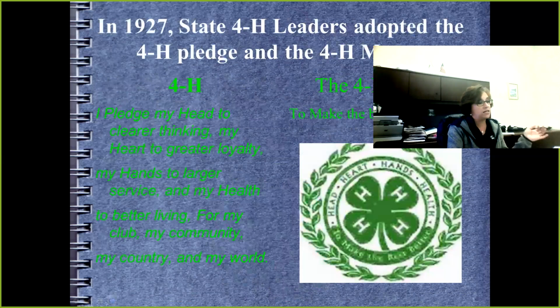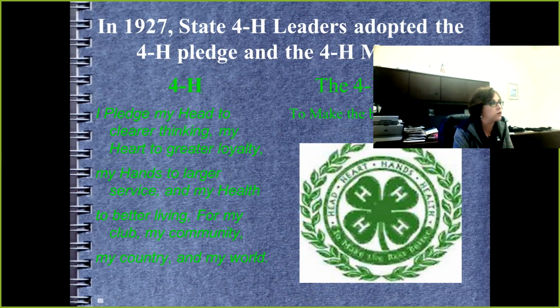It was also in 1927 when the state 4-H leaders, so state 4-H program leaders, adopted the 4-H pledge and the 4-H motto. Now, I will tell you, I noticed on this slide that this is wrong. When it was adopted in 1927, it was, I pledge my head to clearer thinking, my heart to greater loyalty, my hands to larger service, and my health to better living for my club, my community, and my country. The "and my world" was added later. And then they also adopted the 4-H motto, to make the best better.